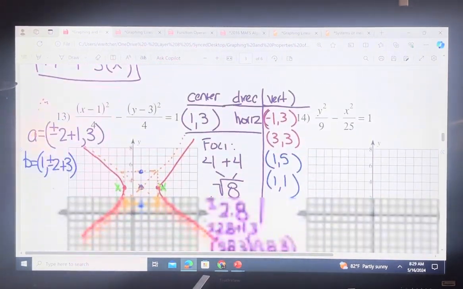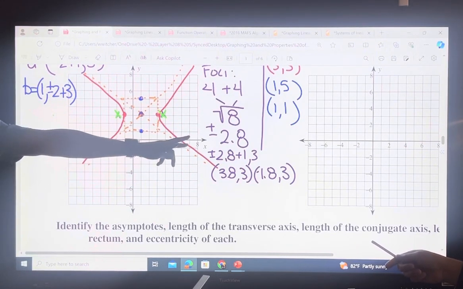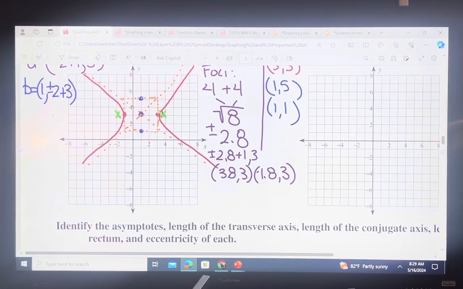You gotta add it to the center. Wait, Mr. Watcher, what's the asymptotes for? Thank you. Hold on. Pause. I knew he was forgetting something.